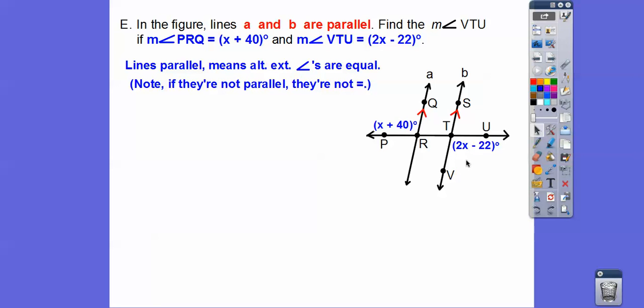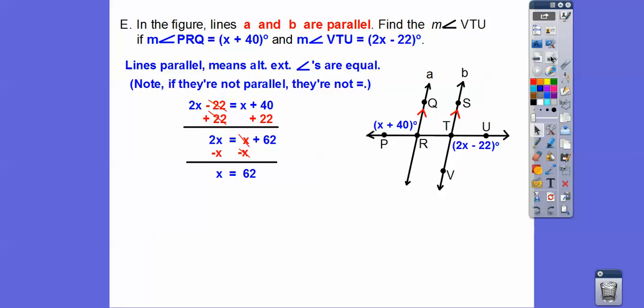Now, if they weren't parallel, I couldn't do anything, you guys. But they are parallel with the red arrows, and they told us they were parallel right here. So let's go ahead and set them equal to each other. So I'm going to go ahead now and add 22 to both sides. Subtract x from both sides. We get x equals 62.